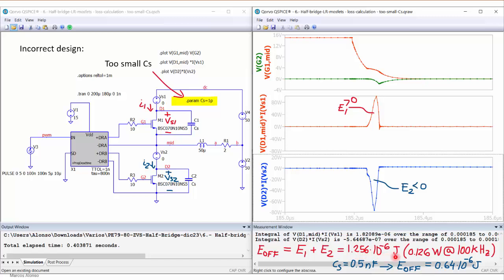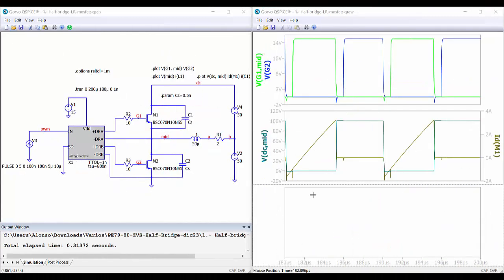1.256 microjoules, which is almost double the value that we get when we are using an external capacitance of 0.5 nanofarads. So the losses are not very high because it's like this, 126 milliwatts at 100 kilohertz, but they are double of the losses that we get with an external capacitance.